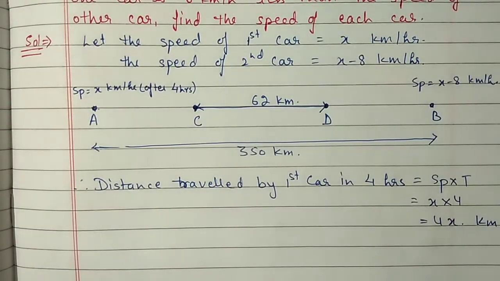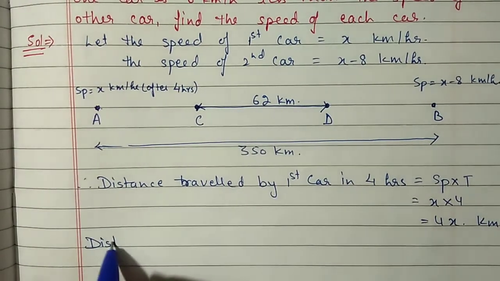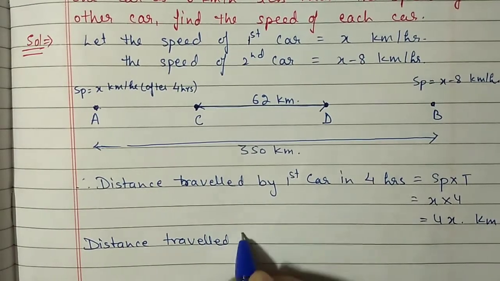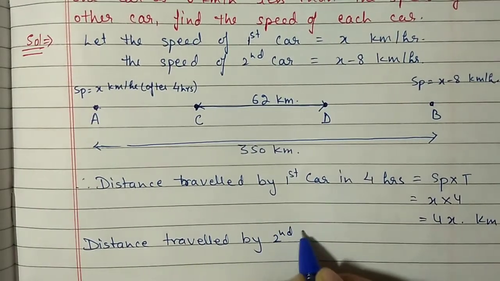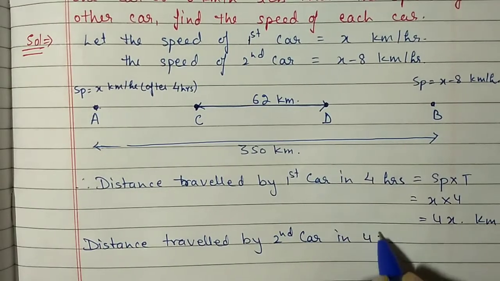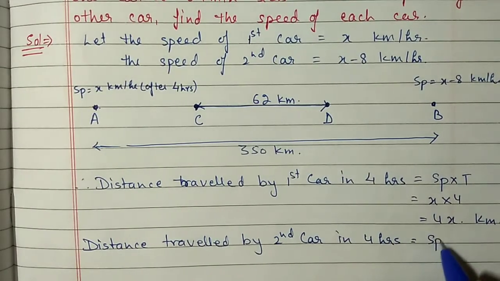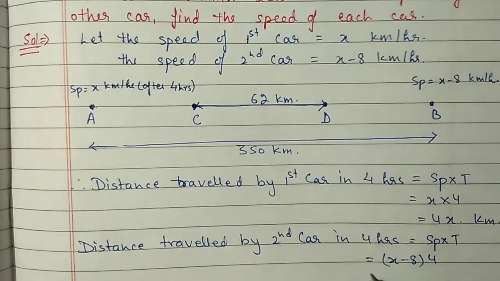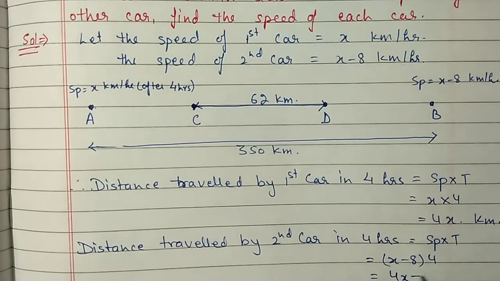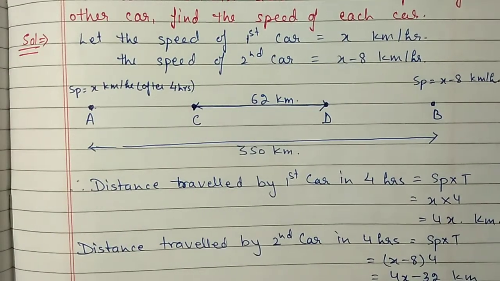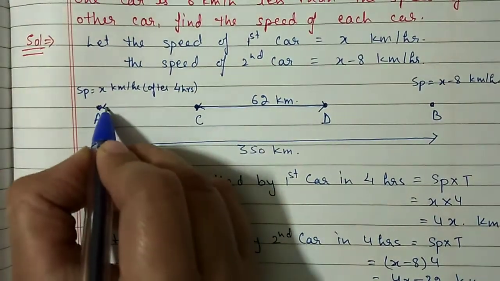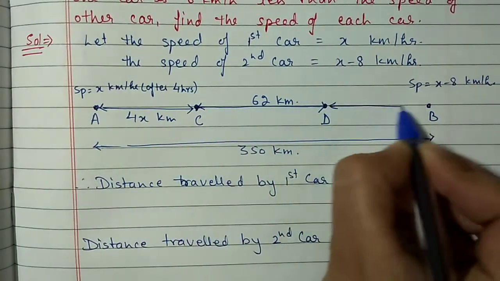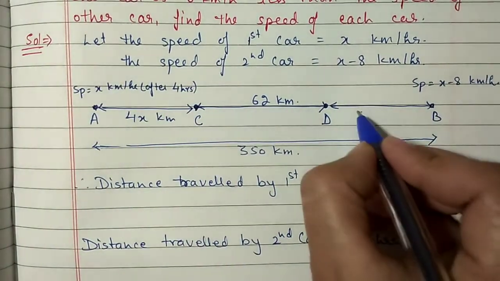Now same for the second car also, we will calculate the distance travelled by the second car in 4 hours. Same, speed into time. Speed is x minus 8 and time is 4. So it will become 4x minus 32 kilometer. So this distance here to here is 4x kilometer, and here to here it is 4x minus 32 kilometer.